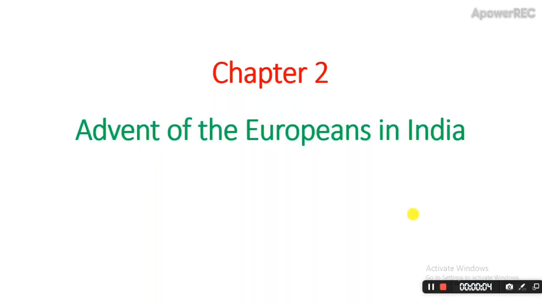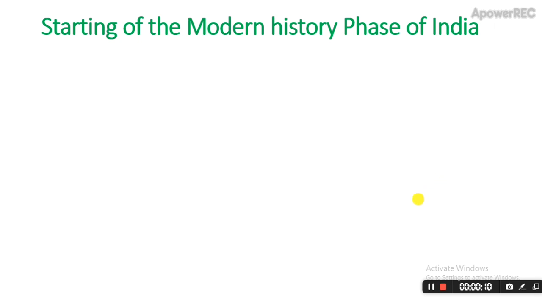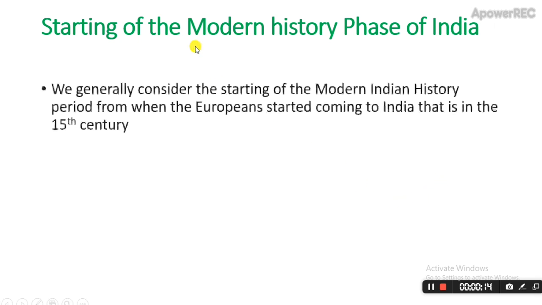In this video we will discuss chapter 2 of the Spectrum series, that is the advent of the Europeans in India. So let's get started. Starting the modern history phase of India: we generally consider the start of modern Indian history from when the Europeans started coming to India, that is in the 15th century. So keep it in mind, the modern Indian history phase starts from the 15th century.